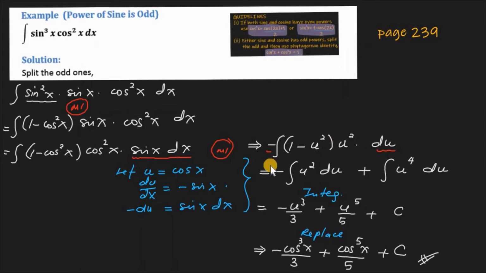And after you have got that, then you can easily integrate by separating the plus and minus. So minus u square, minus minus plus, separate them and integrate correctly, term by term, and then replace back the u in terms of cosine. So that's how we distribute the marks for a question like this example, page 239. Okay, let's look at more.